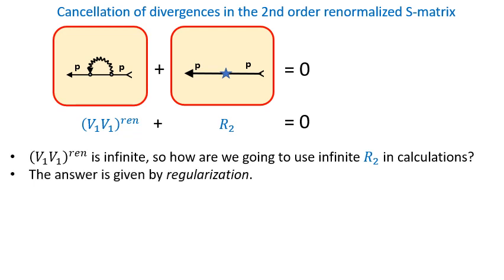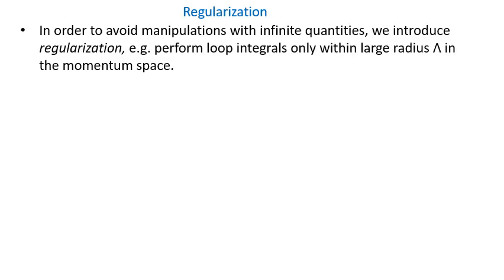The solution is given by the trick called regularization. It is introduced specifically to avoid manipulations with infinite quantities. We notice that infinities result from loop integrations at large values of momenta. So we can make all these integrals finite by introducing a cutoff radius lambda in the momentum space and agreeing to perform all our integrations only within this radius.